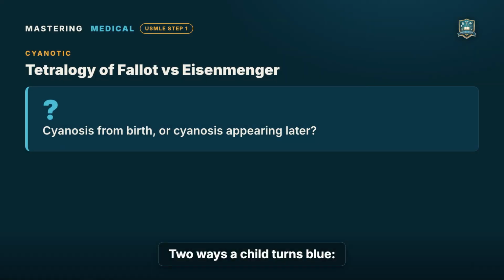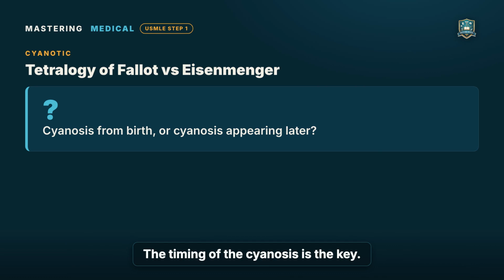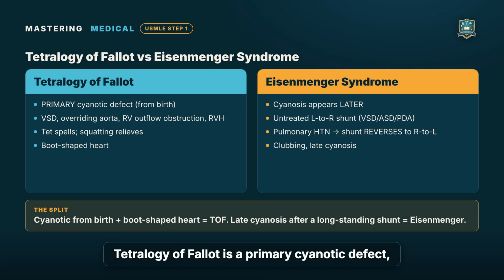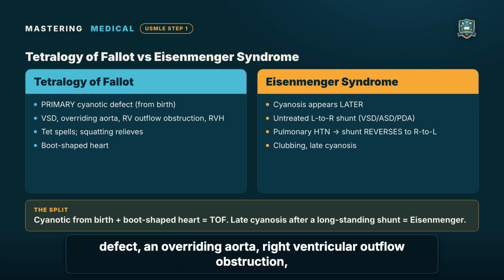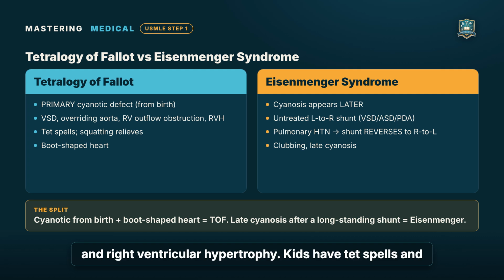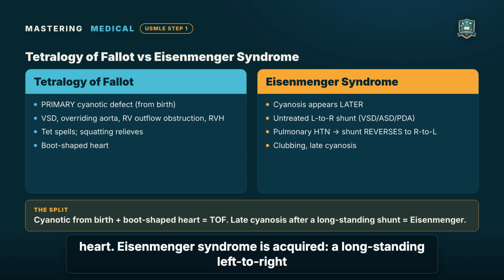Two ways a child turns blue. Tetralogy of Fallot versus Eisenmenger syndrome. The timing of the cyanosis is the key. Tetralogy of Fallot is a primary cyanotic defect, blue from early life, with four features: a ventricular septal defect, an overriding aorta, right ventricular outflow obstruction, and right ventricular hypertrophy. Kids have TET spells and squat to relieve them, and the chest X-ray shows a boot-shaped heart.